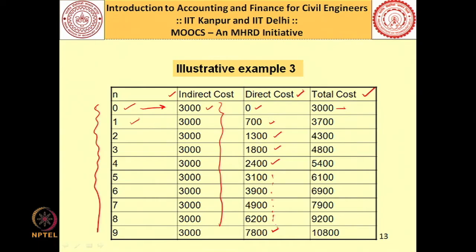Total cost, as you know, is the sum of indirect cost and direct cost. So for no production it is 3000, for 1 unit it is 3000 plus 700, so 3700, for 2 units 3000 plus 1300, it is 4300, and so on. This is one set of problems in which we are given hard data corresponding to different production levels: the indirect cost, the direct cost and the total cost. Looking at these data, we can derive a relationship between cost and the level of production.